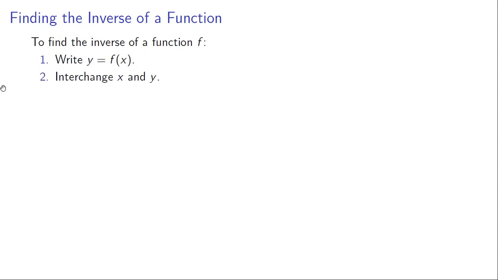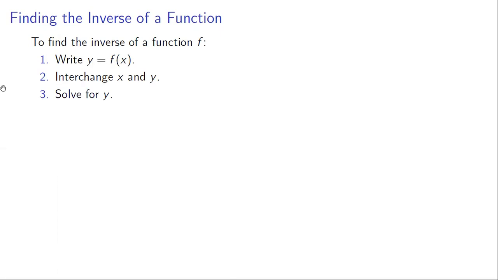Now, how do we find the inverse of a function in general? So there's a procedure. To find the inverse of a function f, there are 3 steps. First of all, write the function as an equation: y equals whatever the function formula is. Then interchange x and y in the equation. And finally, solve this equation for y.